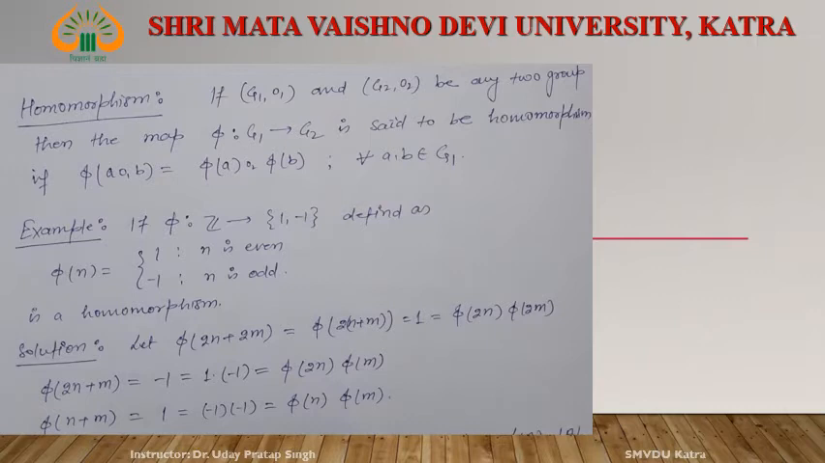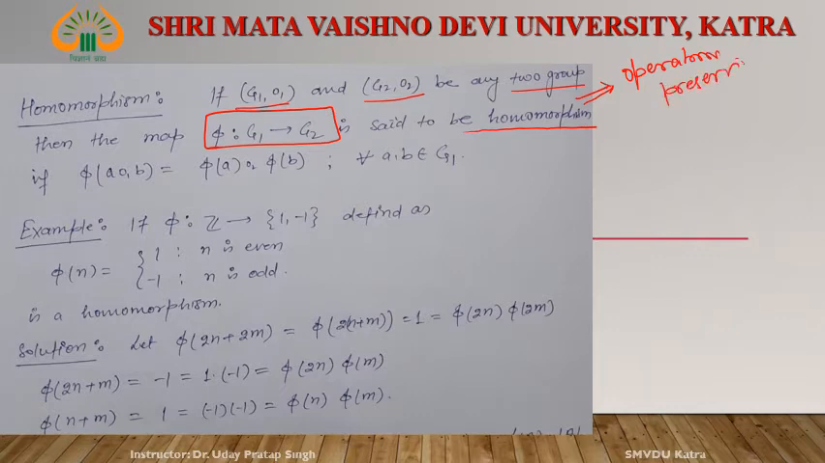Now, what is a group homomorphism? If (G1, O1) and (G2, O2) are any two groups, then a map phi from G1 to G2 is said to be a homomorphism if it is operation preserving. Homomorphism is also known as an operation preserving map.